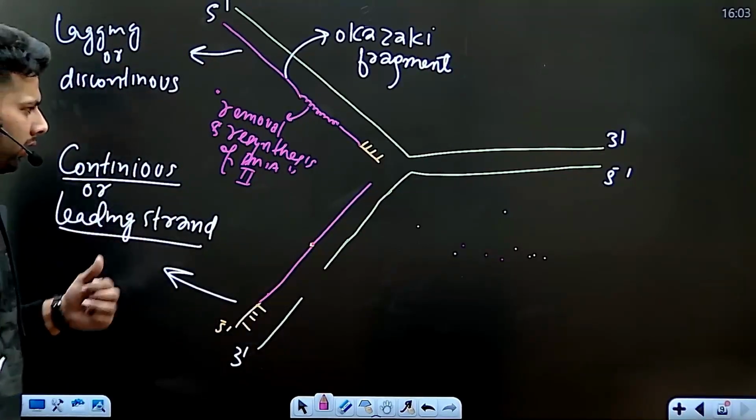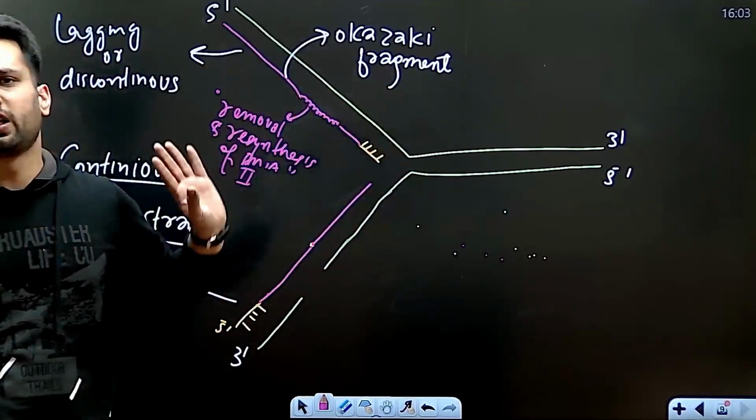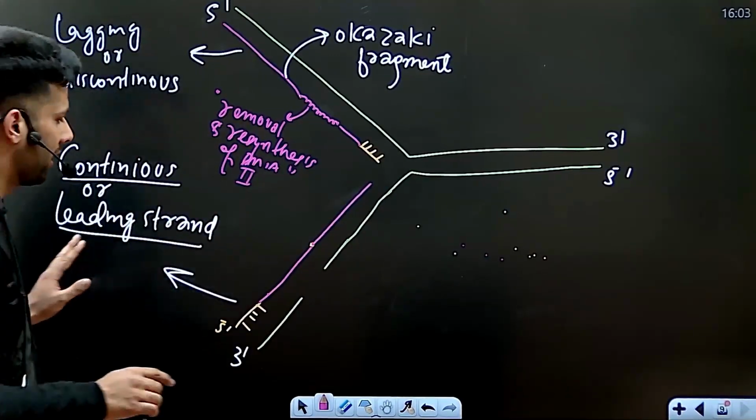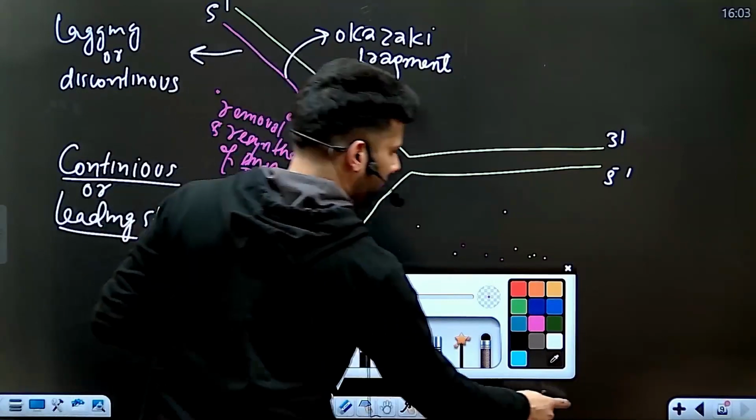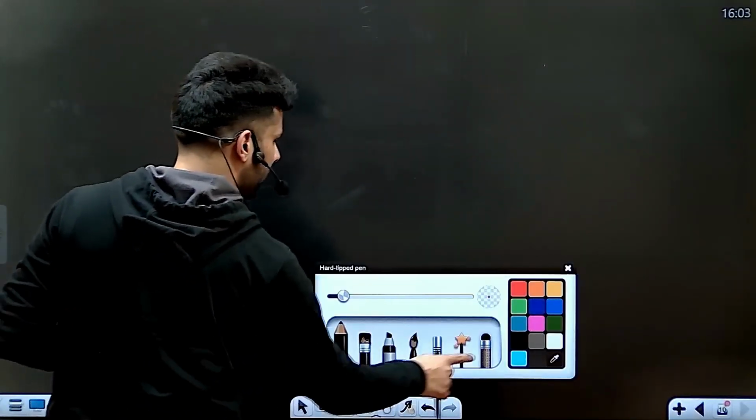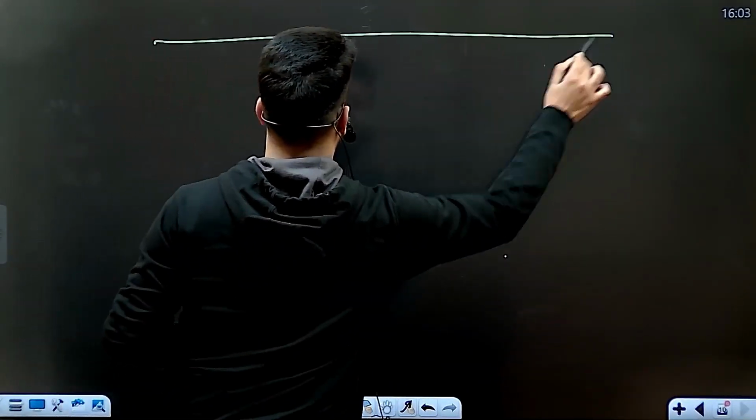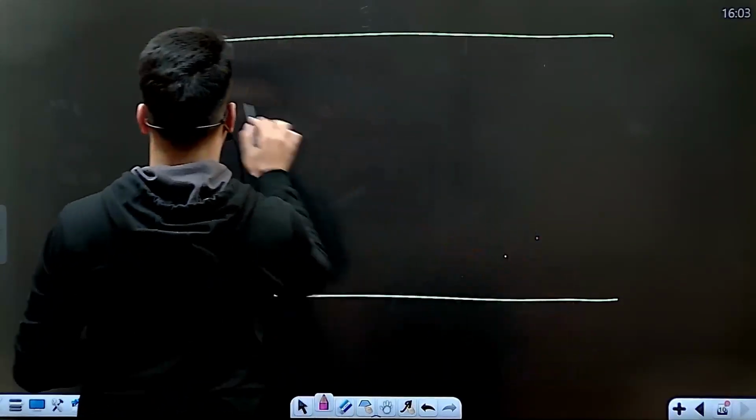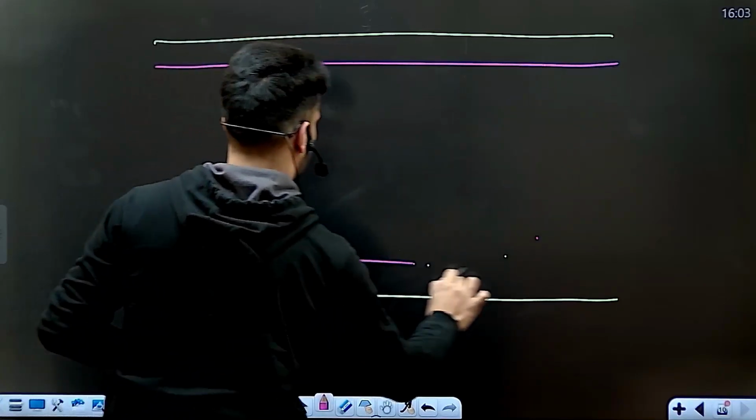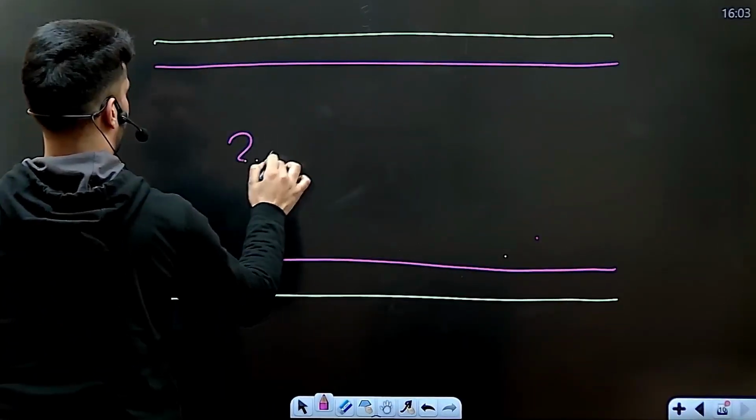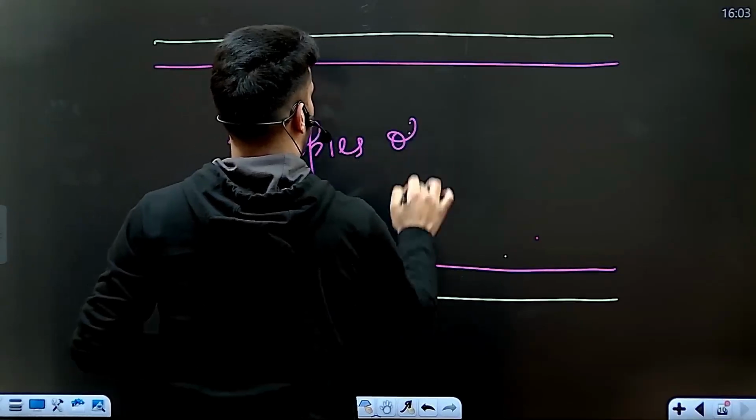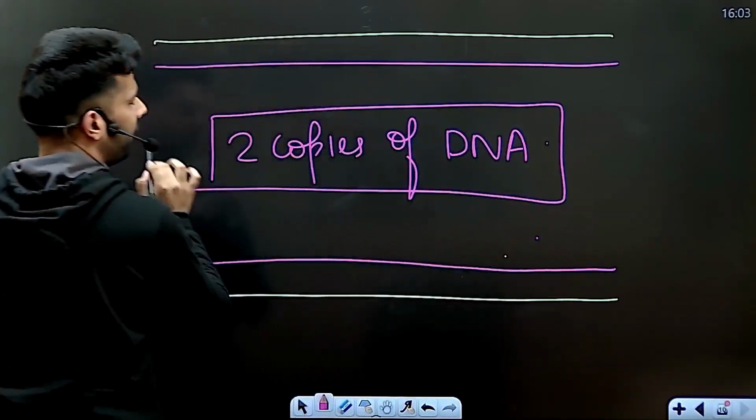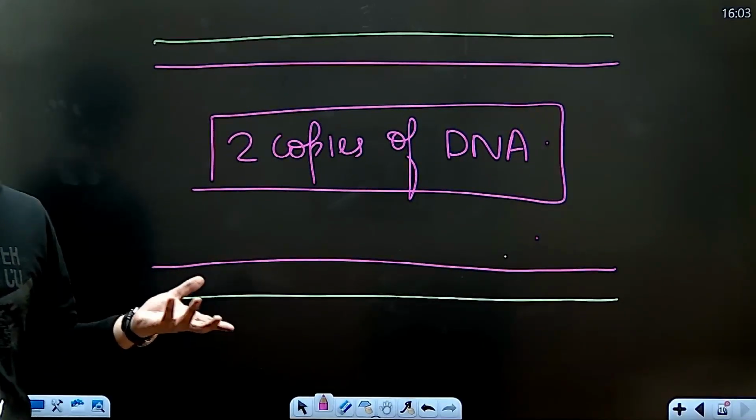And this process will continue until it reaches the ends of the DNA, and then the replication will be completed. And when the replication is completed, you will have the two strands like this, and new DNA like this. And hence you have two copies of DNA. So this was a brief introduction to the DNA replication process.